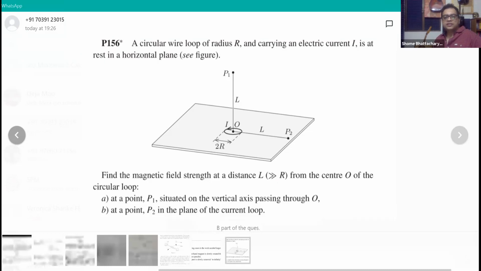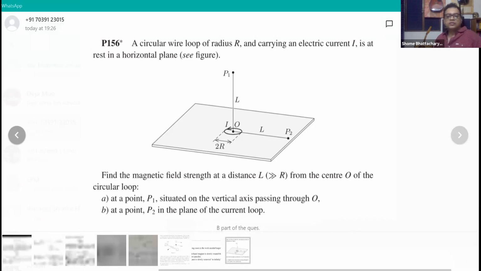So your net field at this point will look like this. Okay. So this is what we call the equatorial point, and this is what we call the axial point. Okay. So this electric field has a value of Kp by y cube, and this one here has a value of 2 Kp by x cube. Okay. So these are the two special cases, whereas this is the general equation.